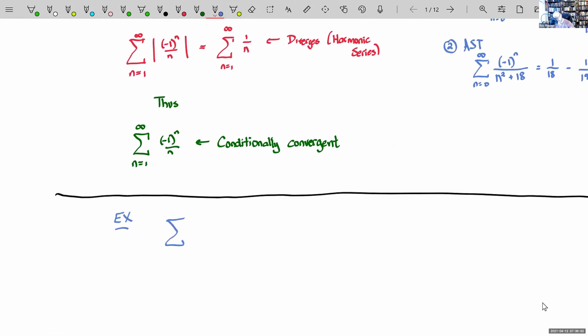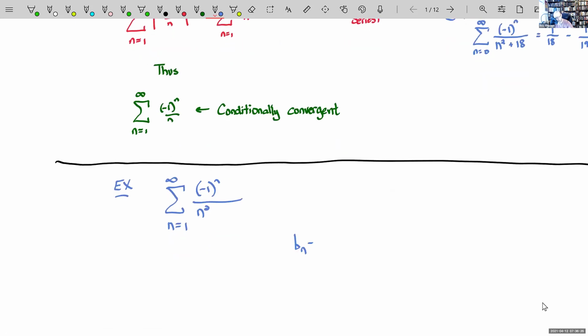Let's look at the summation n equals 1 to infinity of -1 to the nth over n squared. That's just a simple one. First of all, it's an alternating series. Remember, to use the alternating series test, we need b sub n, the non-negative part, to be decreasing and to tend to 0. We know the limit as n goes to infinity of 1 over n squared is 0. And I'll go ahead and prove the decreasing part.